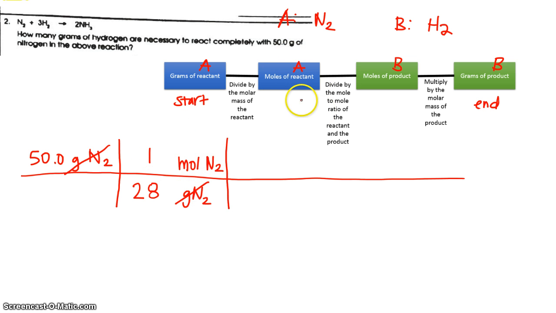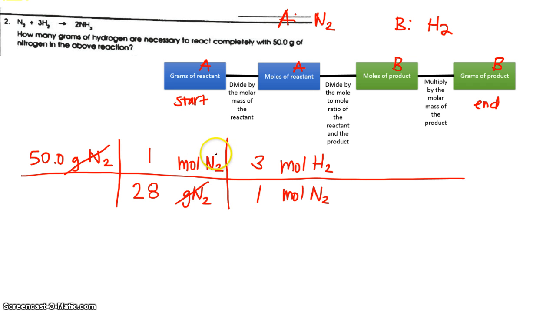Let's look. Is that where I wrote end? No, I don't have all the info I need yet. I need to go from moles of nitrogen to moles of hydrogen. To do that, you use the mole-to-mole ratio. If I want to get rid of moles of nitrogen, I put that on the bottom, and I want moles of hydrogen. The handy dandy tool I want to use to find the mole-to-mole ratio is our balanced chemical equation. So there's 1 mole of nitrogen, and for every 1 mole of nitrogen, there's 3 moles of hydrogen.